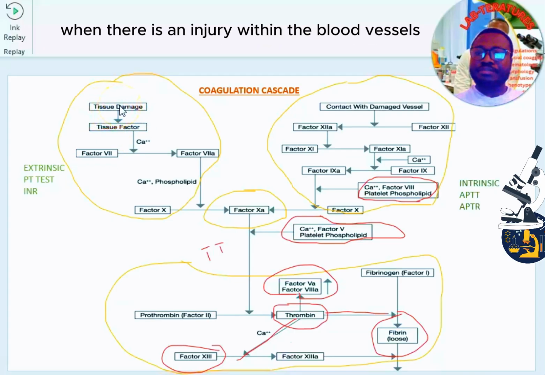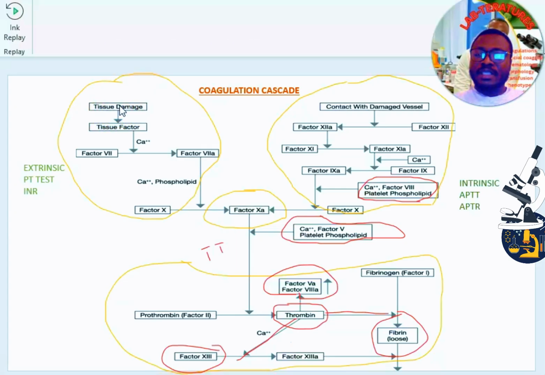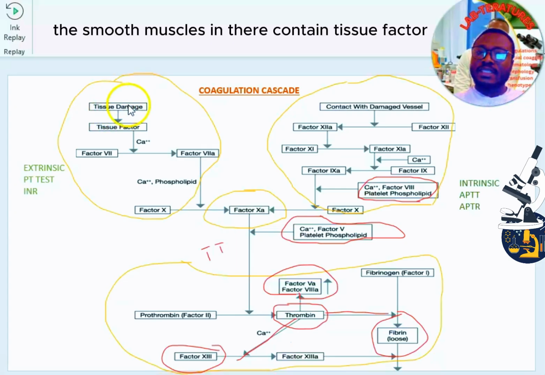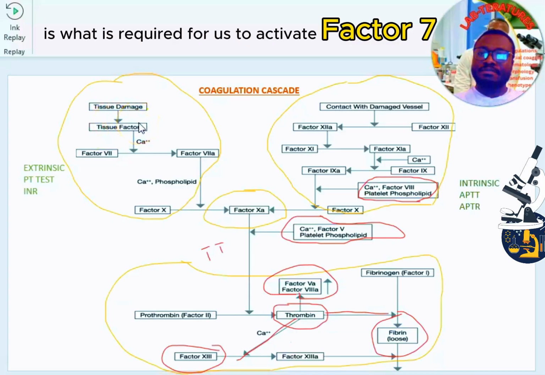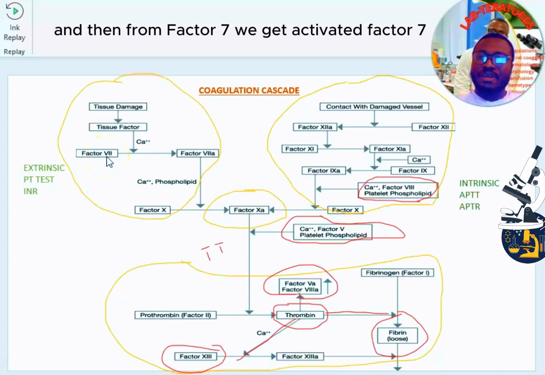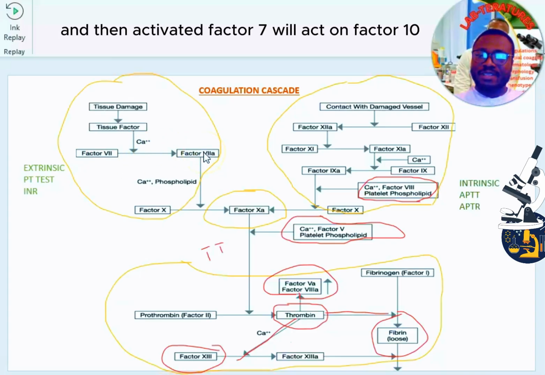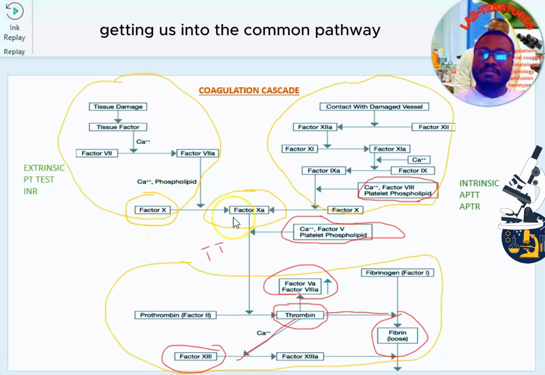there is an injury within the blood vessels, the smooth muscles in there contain tissue factor, and this tissue factor, which is also known as factor 3, is what is required for us to activate factor 7. And then from factor 7 we get activated factor 7, and then activated factor 7 will act on factor 10, getting us into the common pathway.